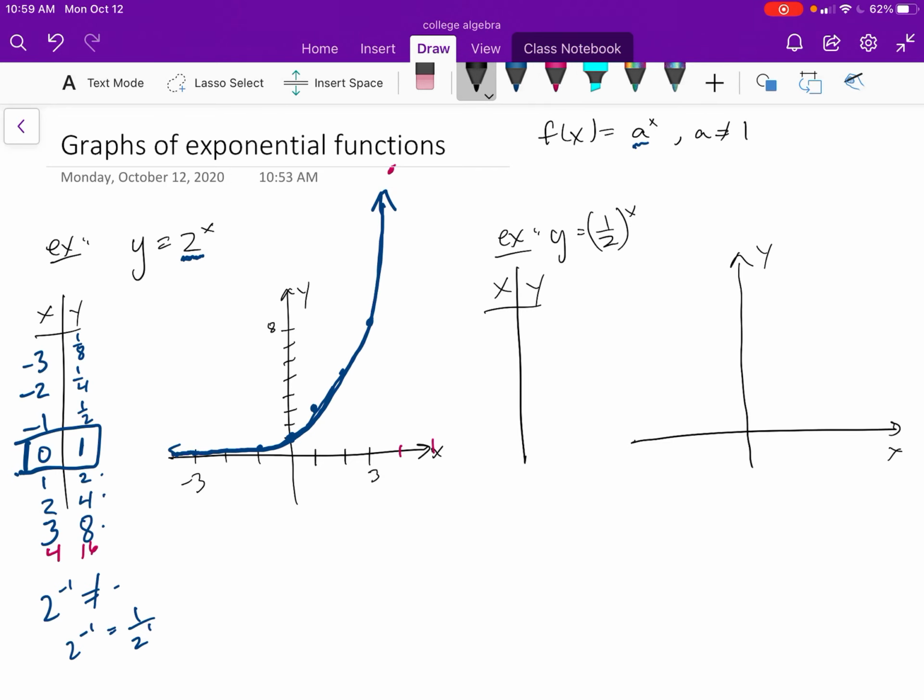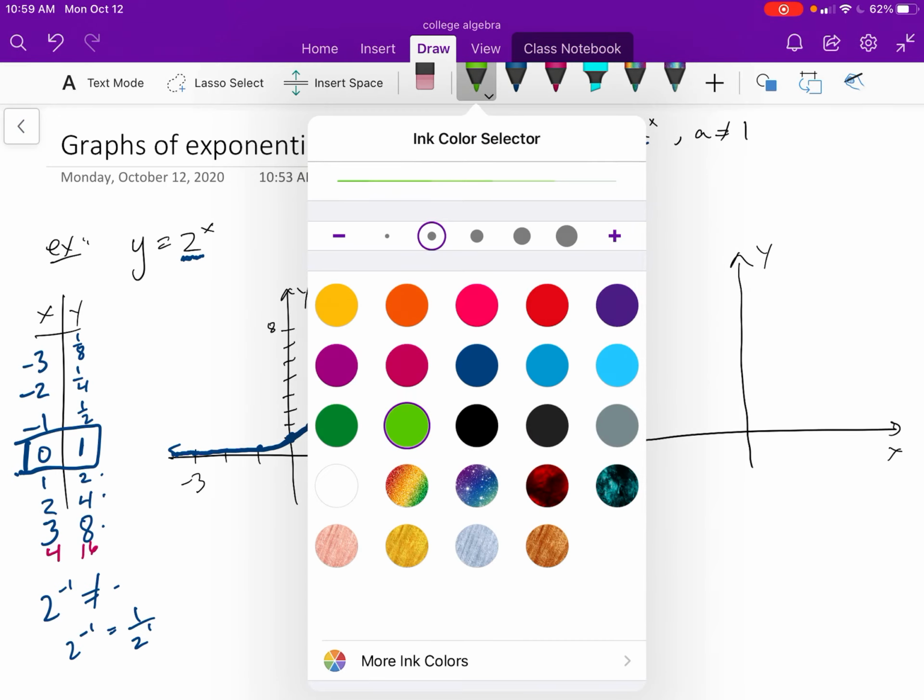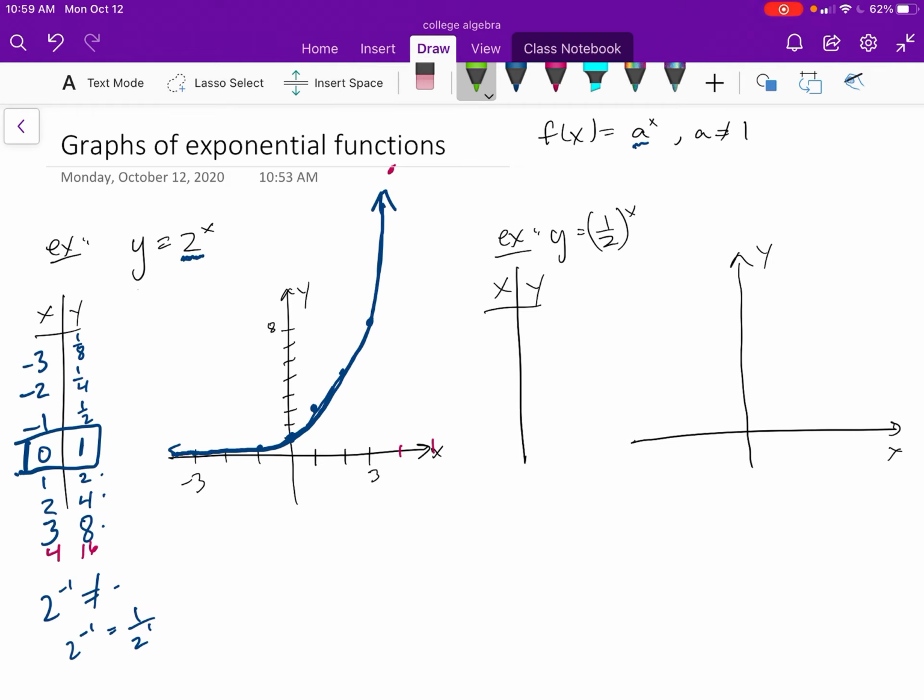So let's quickly just kind of do this in green. What if it were 5 to the x, like I said? So 5 to the 0 is still 1. That point remains here. But notice what happens is we get this vertical stretch. If a is larger, we're stretching it up. So if x were 1, we would have 5. Right? If x were 2, we'd have 25. 5 squared is 25. So this thing shoots up.